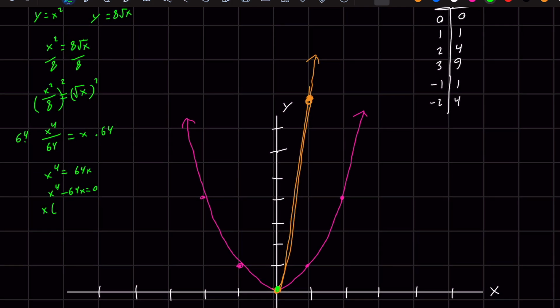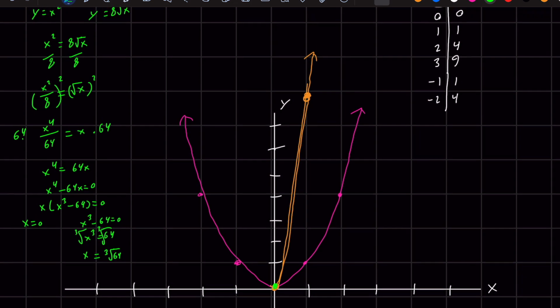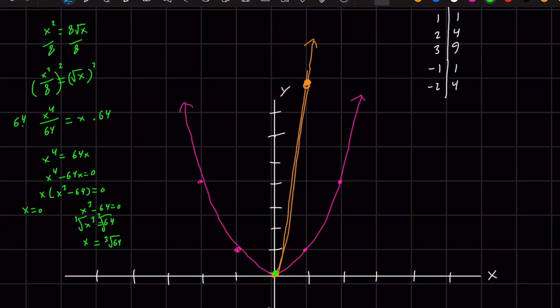Now you can factor out an x. It's going to give you x cubed minus 64 equals 0. So x equals 0, and you get x cubed minus 64 equals 0. When you solve this one, you get x cubed equals 64. So you have to take the cube root of 64. This is going to give you x is equal to the cube root of 64. So what number times itself 3 times is going to give 64? Well, that's going to be 4, because 4 times 4 times 4 is 64. So these are going to be your two intercepts: x equals 0 and 4.